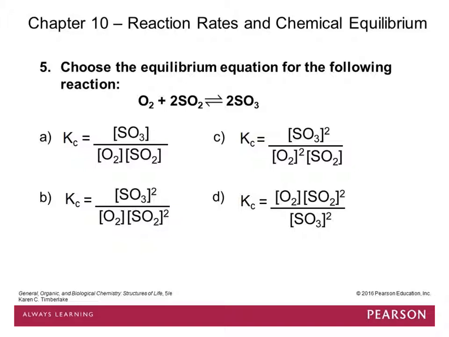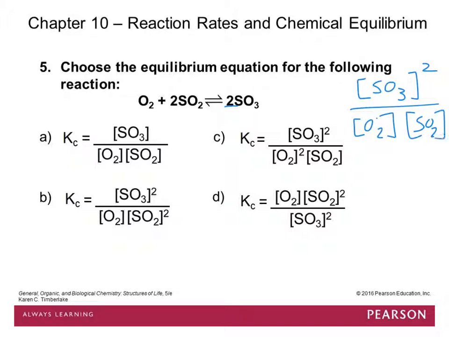So we're going to write our products to their power, divided by the concentration of our reactants, raised to their power. And that would give us that one right there. Chemistry's easy, life is hard. Let's keep moving.